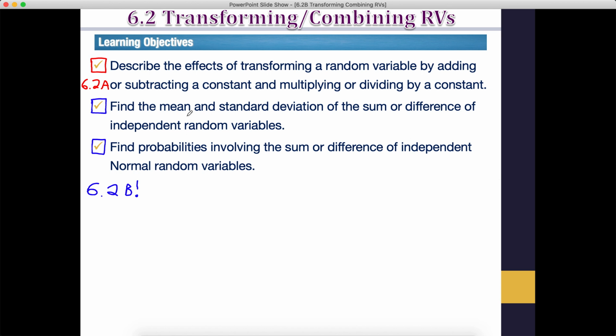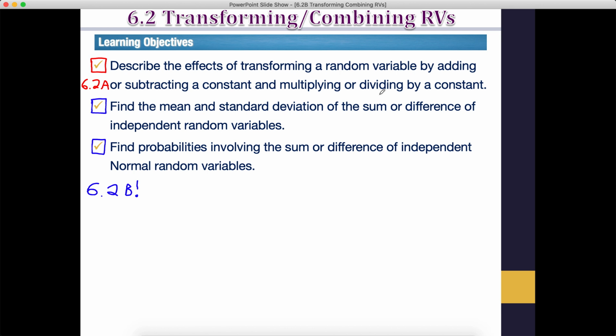But just to recap a little bit with some of the objectives. Last class, in 6.2a, we learned to describe the effects of transforming a random variable by adding, subtracting, multiplying, and dividing by some constant. That was the whole linear transformation thing, which I'll review once again in a moment.